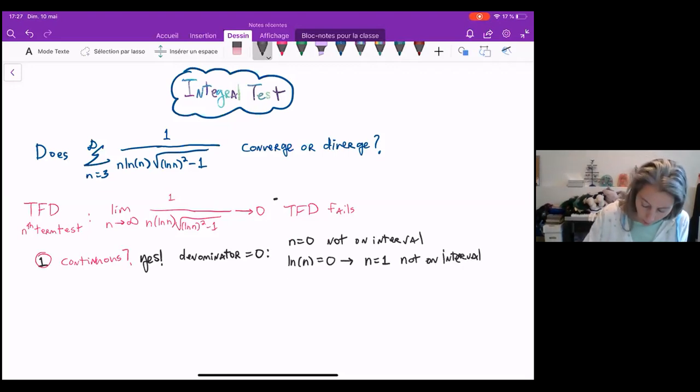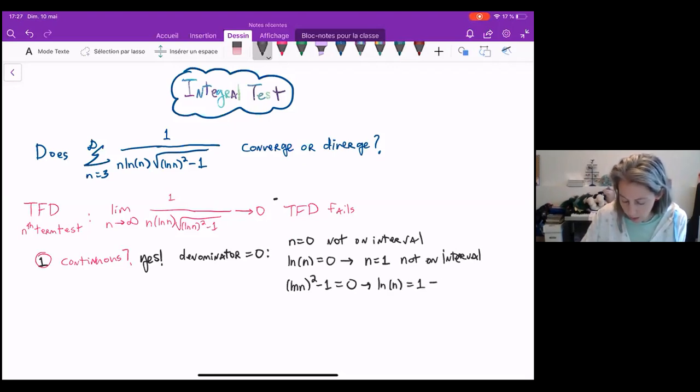And it equals 0 when ln n squared minus 1 is equal to 0. So this is when ln n is equal to 1, and that happens when n is equal to e. Well, e is like 2 point blah, blah, blah. So here we're saying we start at n equals 3. So this is also not on the interval. Which means that as long as we're starting at 3 like we are, we're good. So yes, this is continuous.